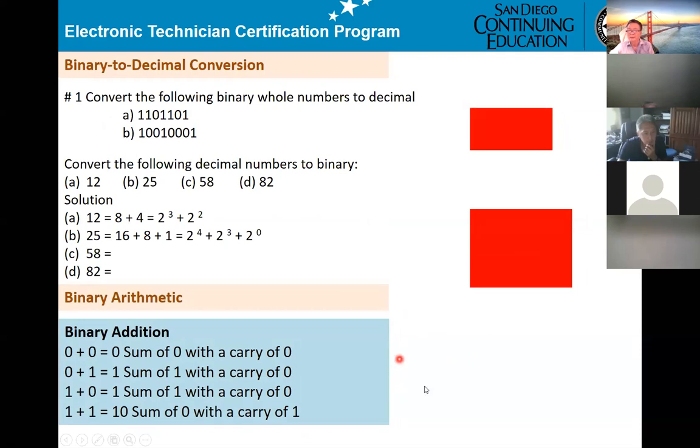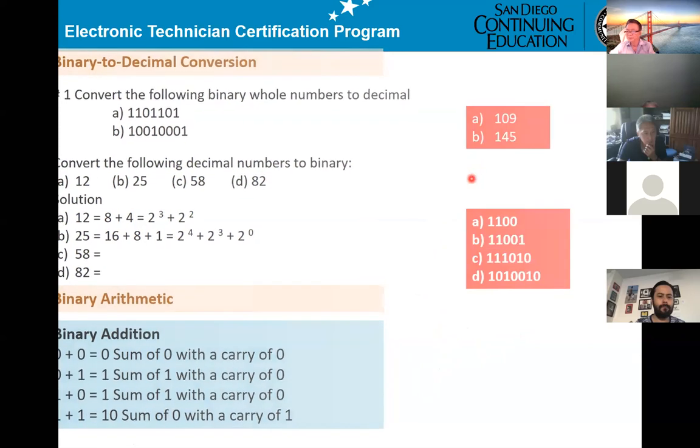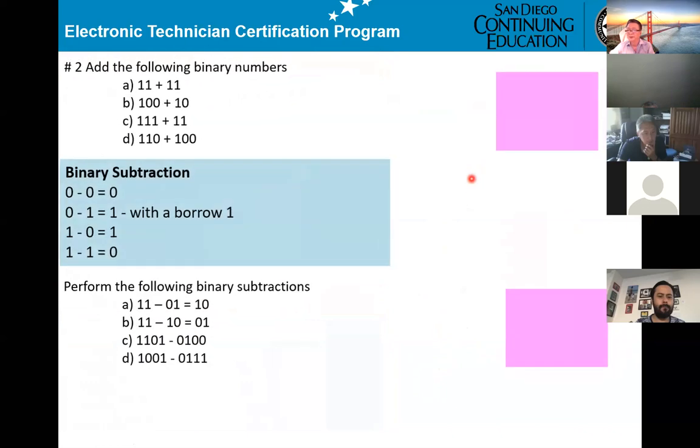Number 1: convert the following binary numbers to decimal. That's what we don't really need, so I gave you the answer. We're supposed to go to the next page. Okay, now add the following binary numbers. Quickly try your best. Can you get the answer?